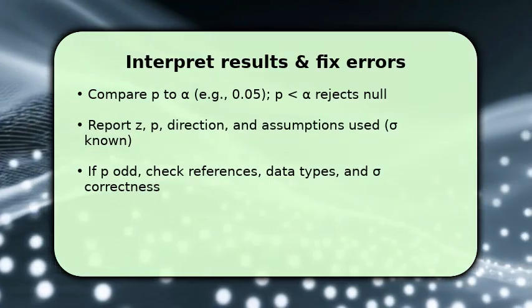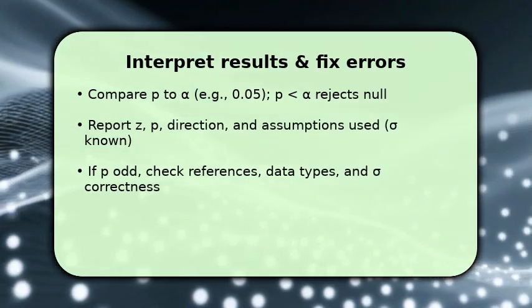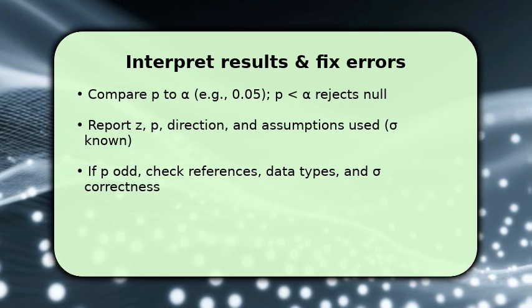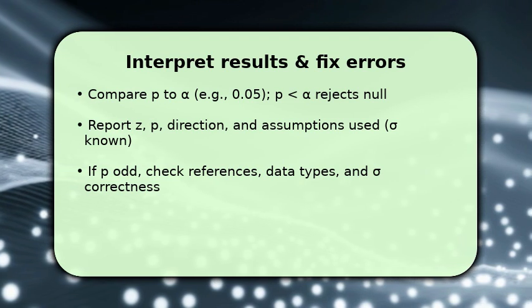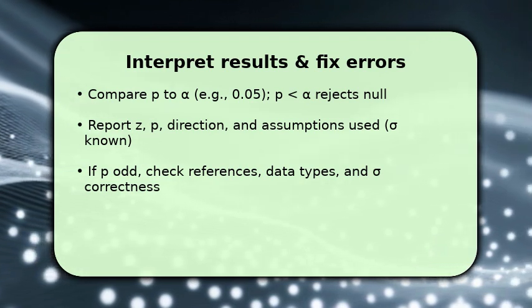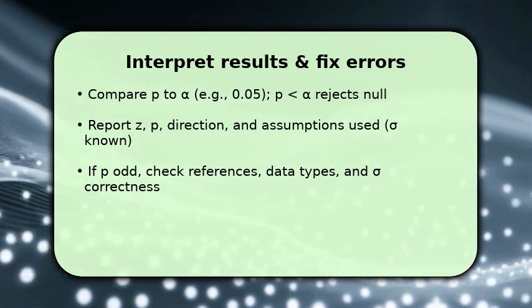If p < alpha, you reject the null. Report the z-value, p-value, one or two-tailed decision, and remind readers that sigma was assumed known. Once reported, save a snapshot of formulas and key cells to document reproducibility.